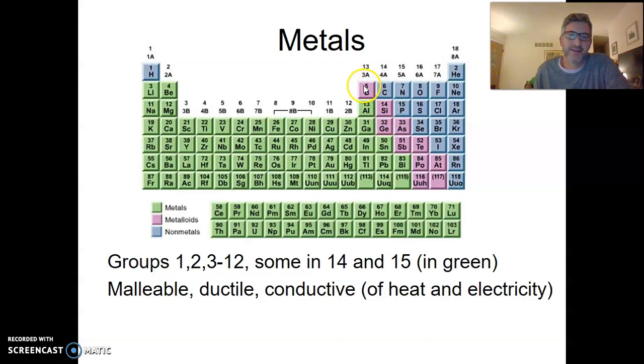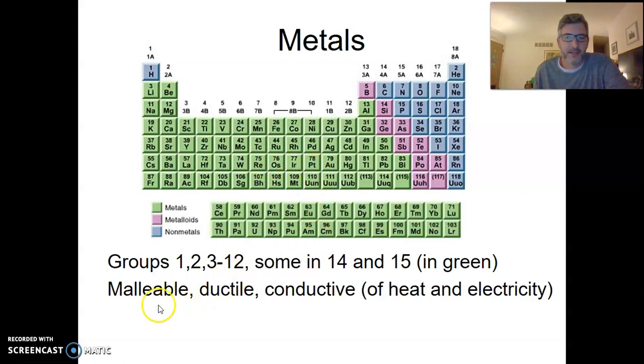If you draw a diagonal line roughly from upper left to lower right of the P block, that diagonal line will sit on the metalloids, which we'll talk about in a second. Everything to the left of those metalloids are metals, except for hydrogen. Everything else to the left of that diagonal line of metalloids are the metals, okay? And it will become important that we understand the difference between where we find metals and where we find nonmetals in the periodic table later on.